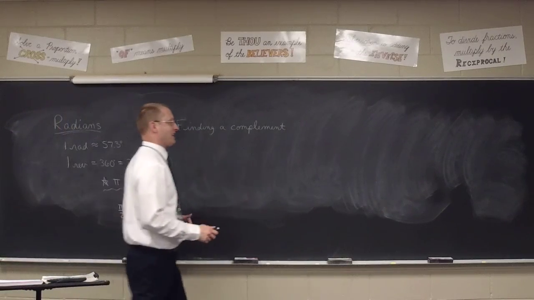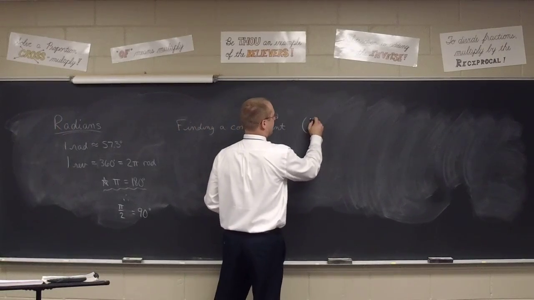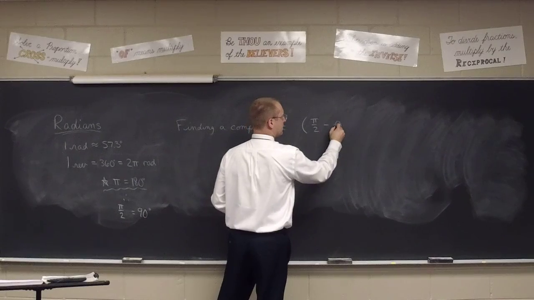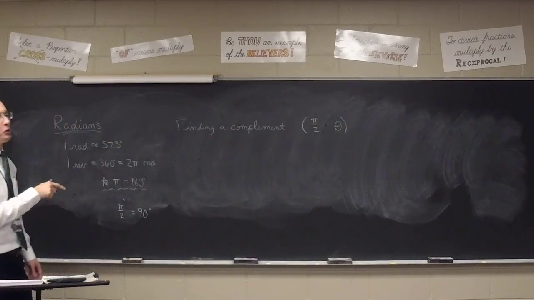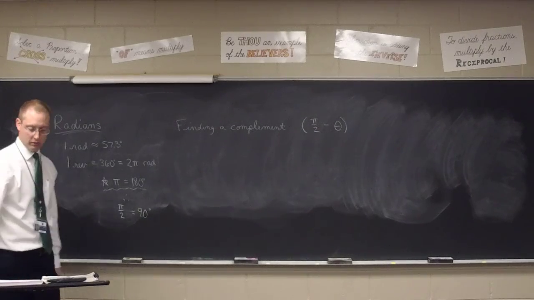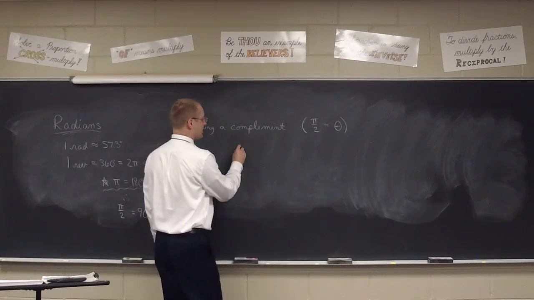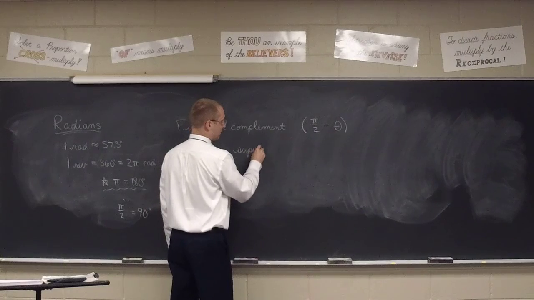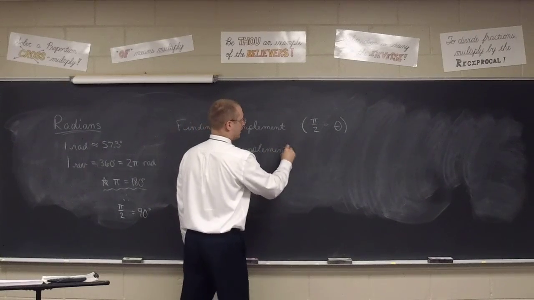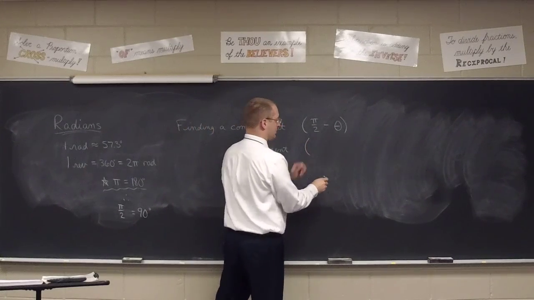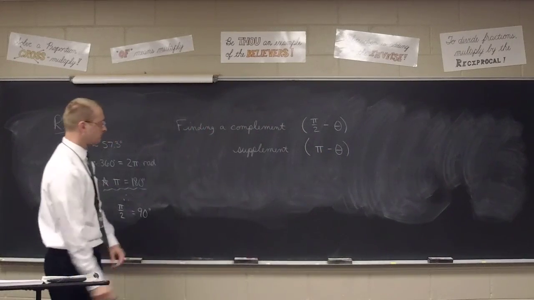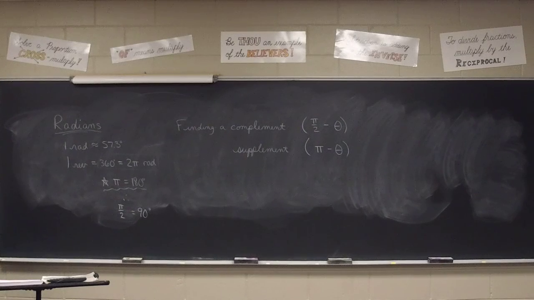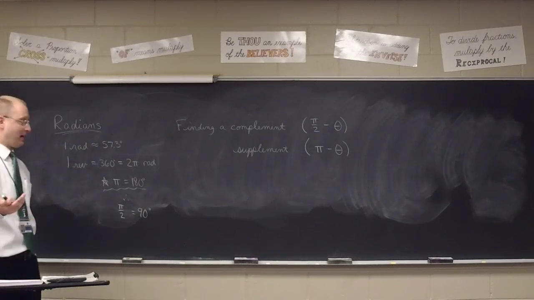Finding a complement, you simply would subtract 90 minus the angle. But not 90, pi over 2 minus the angle. Similarly, to find a supplement, you subtract not 180 minus the angle, but pi minus the angle. So to find the complement of an angle, pi over 2 minus the angle. To find the supplement, pi minus the angle.